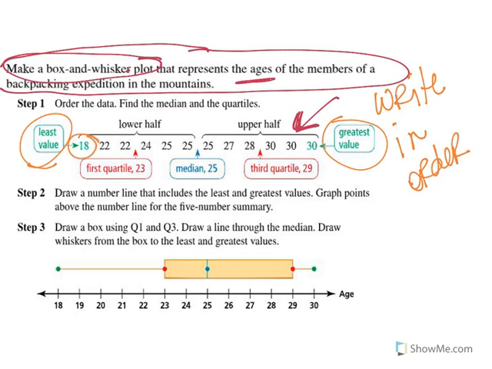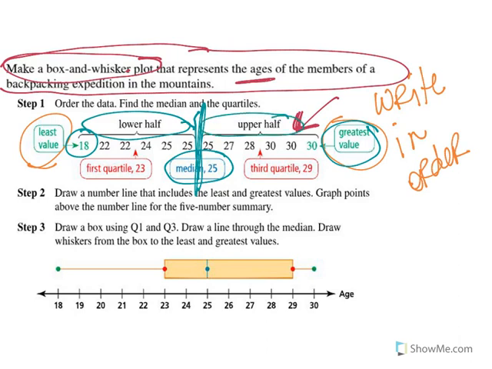You need to find the least value. You need to find the median, and I recommend doing it in this order, and then find the greatest value. Because then, once you have that median, you've divided your information into a lower half and an upper half. Once you've done that, you can take that lower half and divide it in half, find that number in the middle, and that gives you your first quartile, or your Q1.